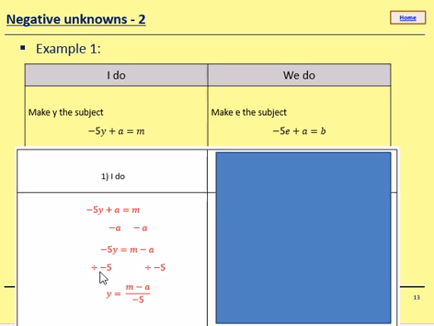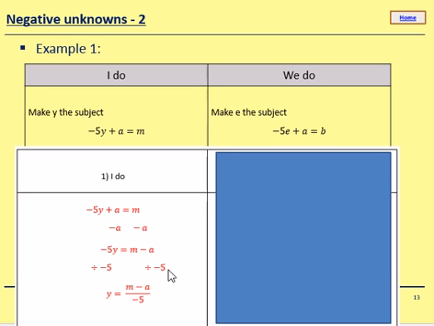Then, you can divide by negative 5 on both sides, and that will give us an answer of y equals m take away a divided by negative 5. At this stage, again, you could have divided by 5 and then again by negative 1, but either way, it's fine. This is just a quicker way of doing this.